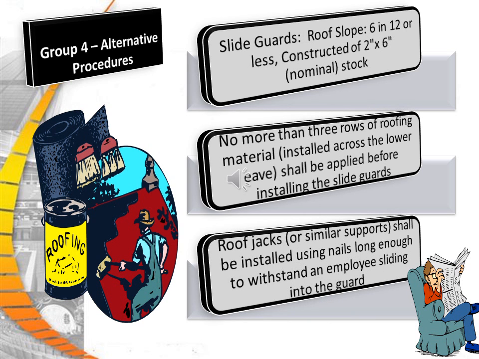Slide guard use for Group 4 calls for roofs with slope 6 in 12 or less. They should be constructed of 2-inch by 6-inch stock. No more than 3 rows of roofing material installed across the lower eave shall be applied while installing the slide guards. Roof jacks or similar supports shall be installed using nails long enough to withstand an employee sliding into the guard.